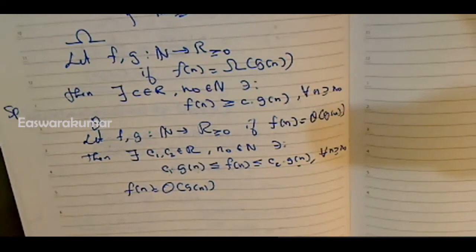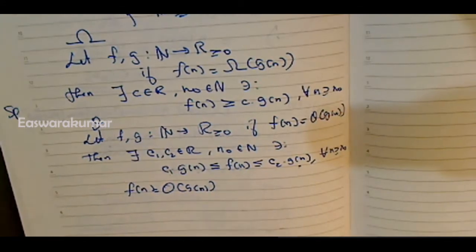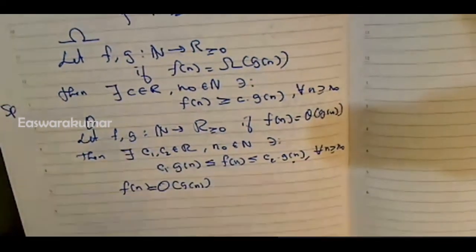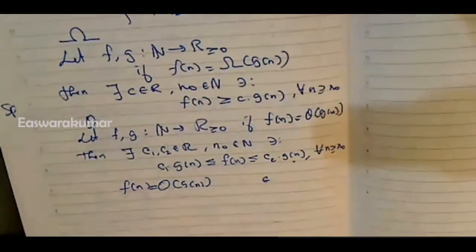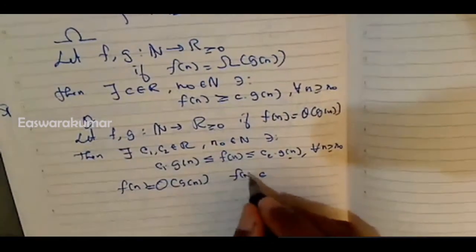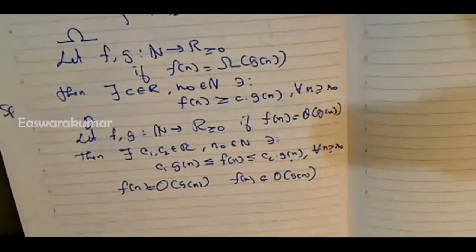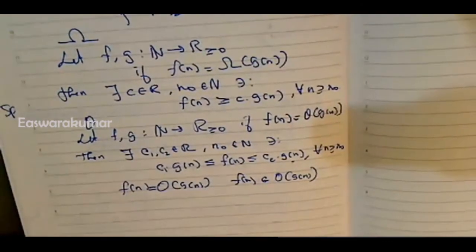But for clarity and writing simplicity, maybe this is fine for us, but we should understand what we are actually writing. So the correct notation is not equal to. The correct notation is belongs to. So we should say that f of n belongs to O of g of n.